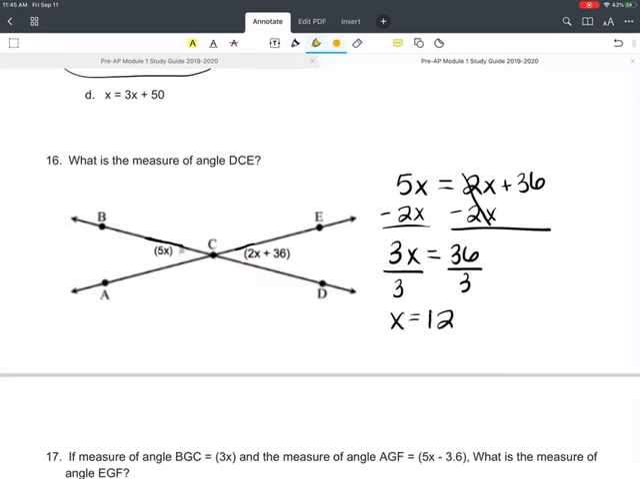Now this question says, what's the measure of angle DCE? It does not ask for us to solve for x. We have to figure out the angle, but I now need to solve for that side. So I have to take the 2x plus 36, and I need to plug in what I know about x now. So when I calculate all of that, I end up with angle DCE equaling 60 degrees.